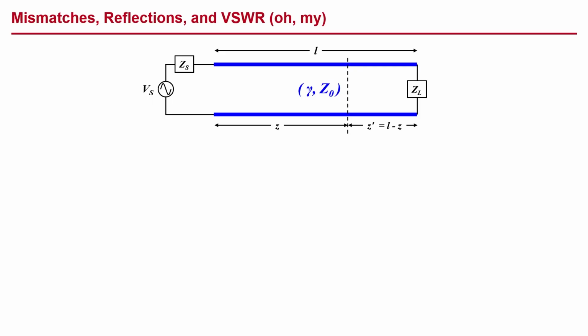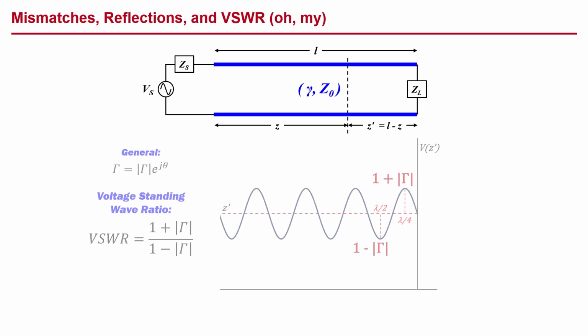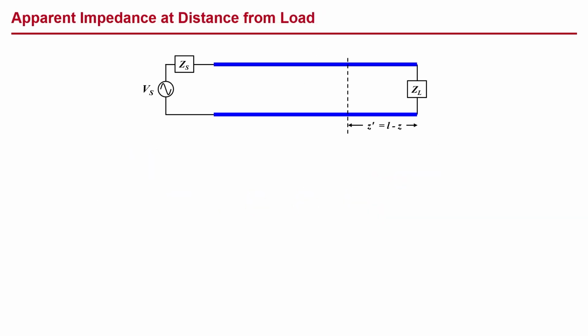In parts 1 and 2, we showed that when you apply a signal to a transmission line with a mismatched termination, you will get reflections and set up standing waves on the line. This will clearly affect the voltage and the current as a function of distance from the load. As a direct result, it will affect the apparent impedance viewed at some distance from the load.